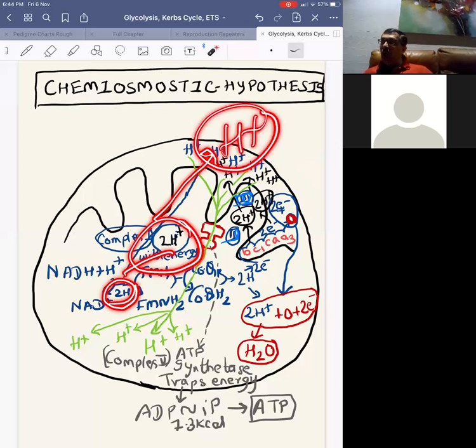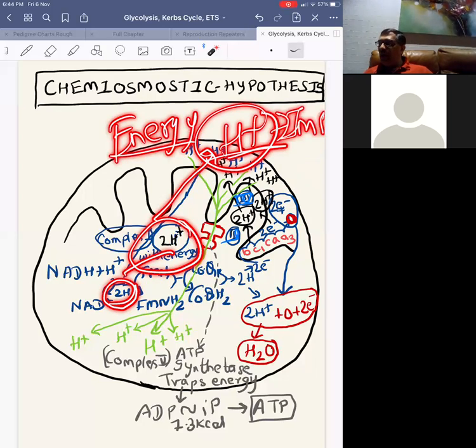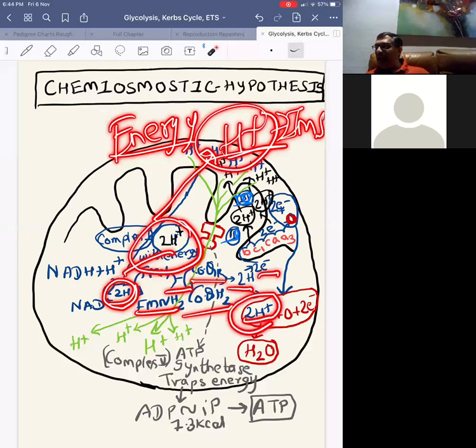Hydrogen which was rich in energy, and proton with energy, are now found in the intermembranous space. Then it went from FMNH2 to coenzyme Q, and then split to form proton and electron. Proton remained in the matrix.